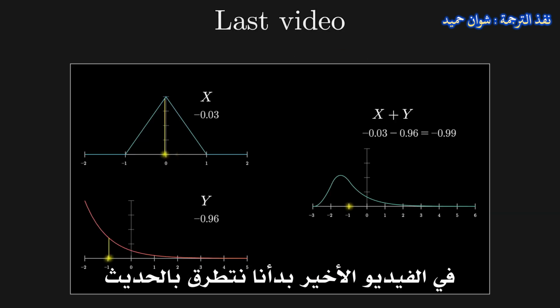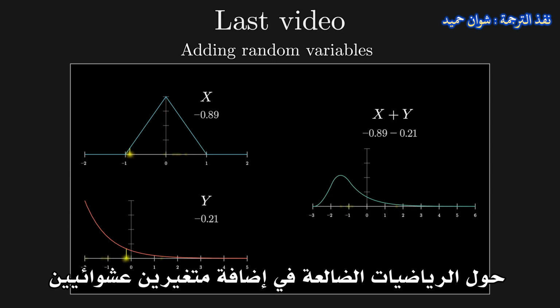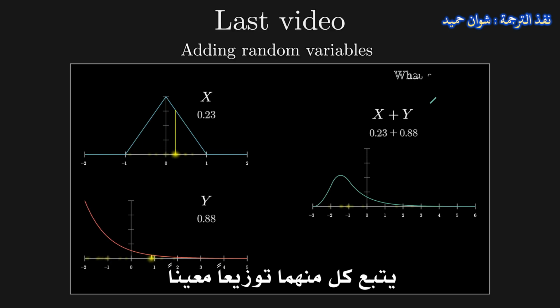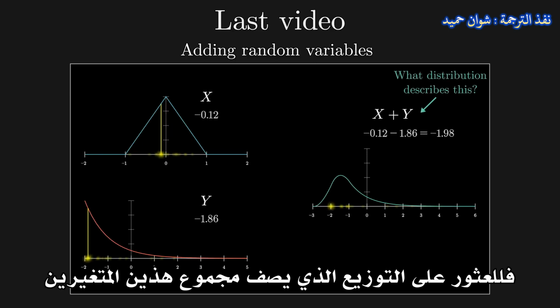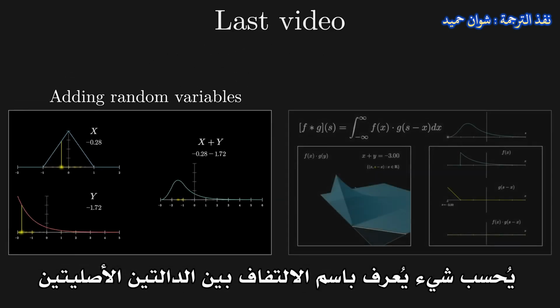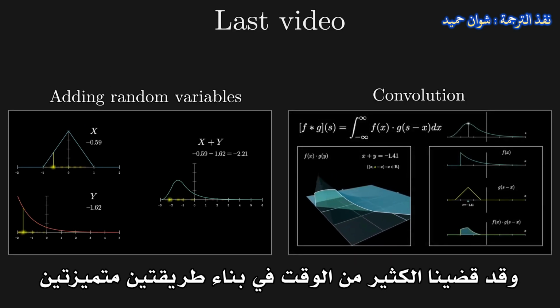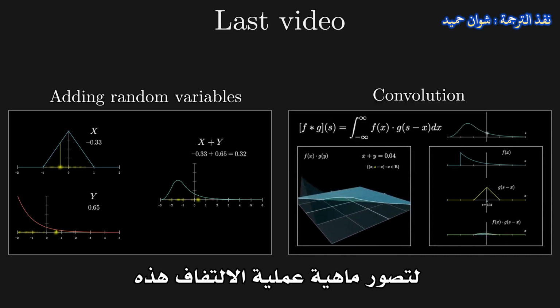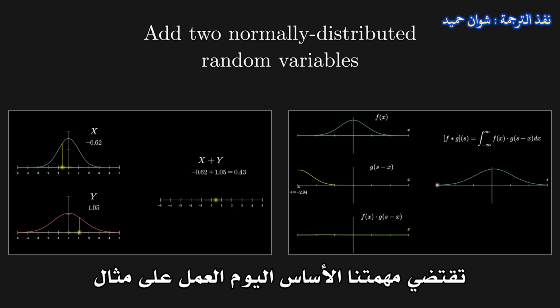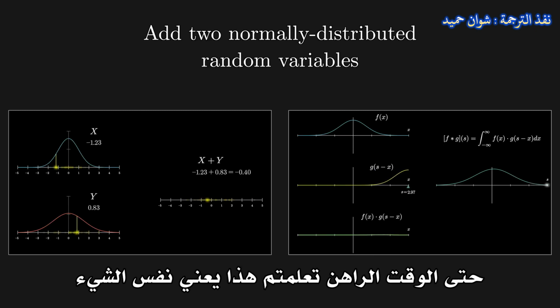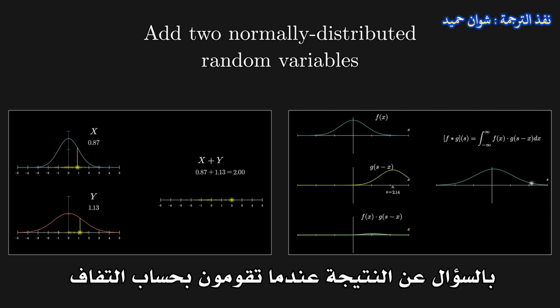In the last video, we started talking about the math involved in adding two random variables. If you have two random variables, each following some distribution, then to find the distribution describing the sum of those variables, you compute something known as a convolution between the two original functions. And we spent a lot of time building up two distinct ways to visualize what this convolution operation really is. Today, our basic job is to work through a particular example, which is to ask what happens when you add two normally distributed random variables.